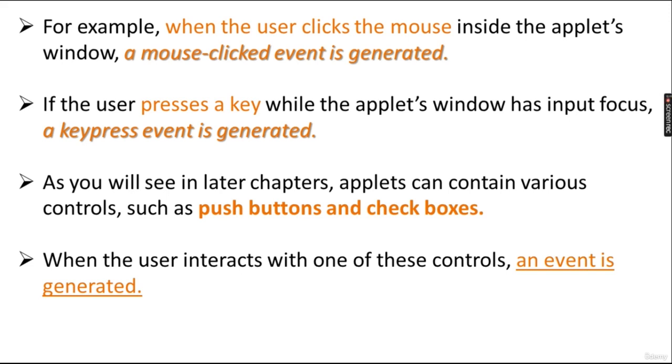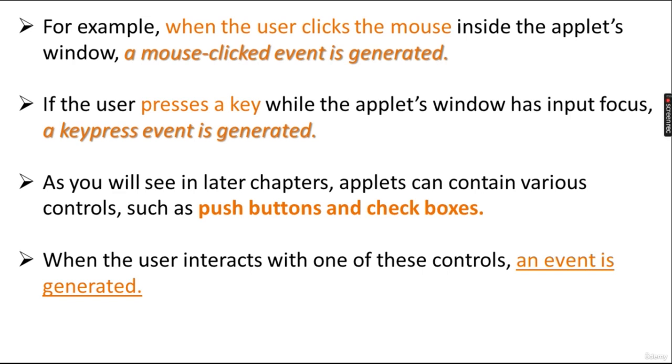When the user clicks the mouse inside the applet window, a mouse click event is generated, and whatever you have written in the mouse click event handler will be performed. If the user presses a key while the applet window has input focus, a key press event is generated and its operation takes place. As you will see in the upcoming chapters, an applet can contain various controls such as push buttons and checkboxes.